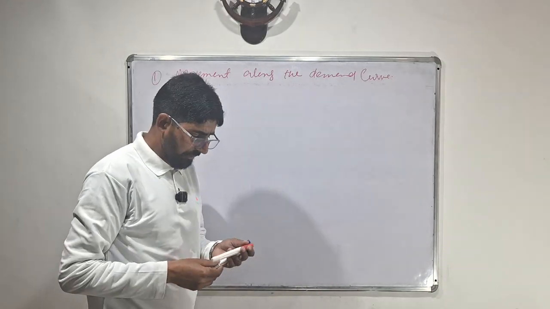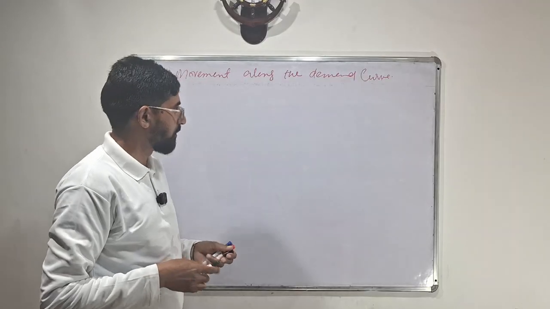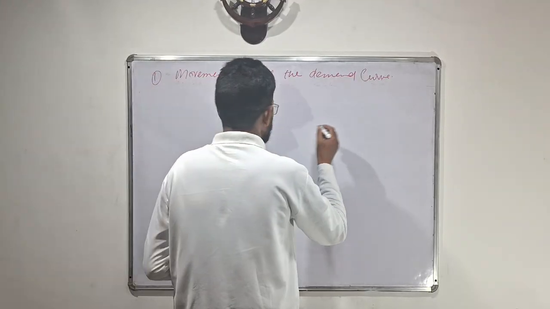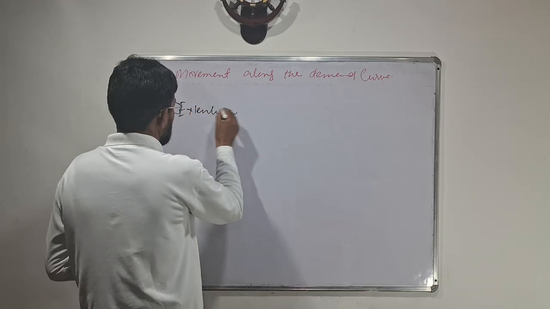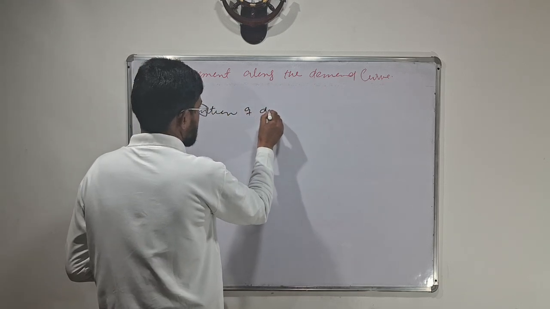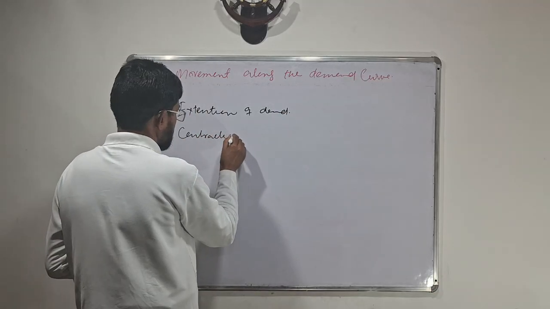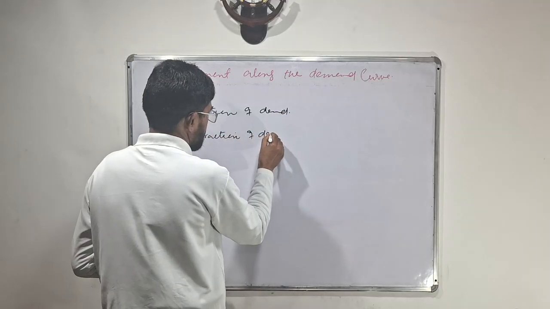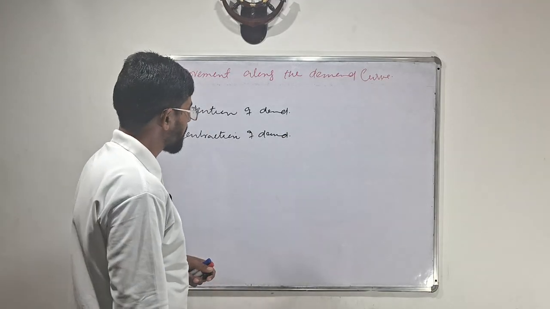There are two concepts under the movement along the demand curve. Extension of demand. Second one, contraction of demand. What we call extension and contraction of demand.